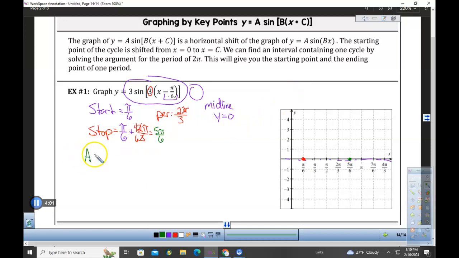What's my amplitude? My amplitude's going to be 3. So that's good. So now think about this. Where's my other intercept going to be? It's going to be intercept, max, intercept, min, intercept. Again, just another way of looking at it. You could do the 5 points in the rule. That will actually work.